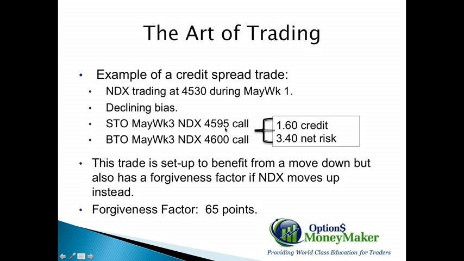This is a credit spread, and it's called a credit spread because the leg that we are selling to open is closer to the current price of the index than the leg that we're buying to open. And that means that when we sell to open the 45.95, we're going to receive more credit than the debit we have to pay to buy the 4600 call. When we net those two together, the credit from the 45.95 and the debit from the 4600, we receive a credit of $1.60 on this trade.